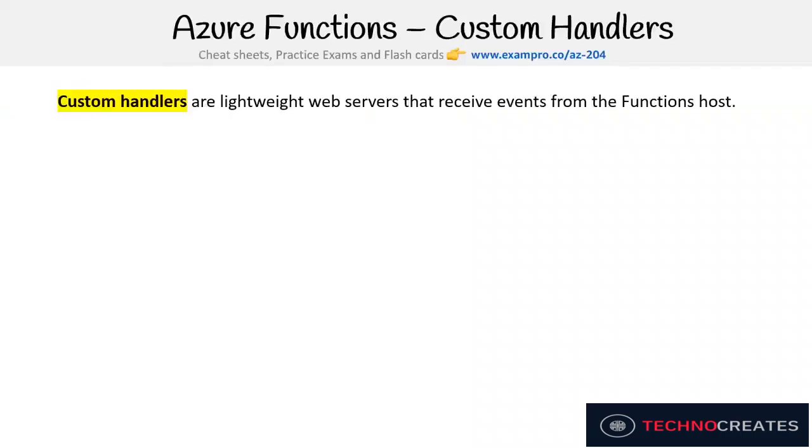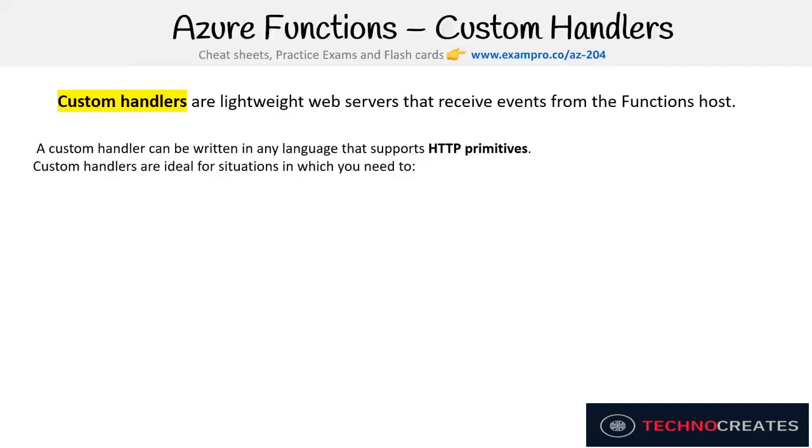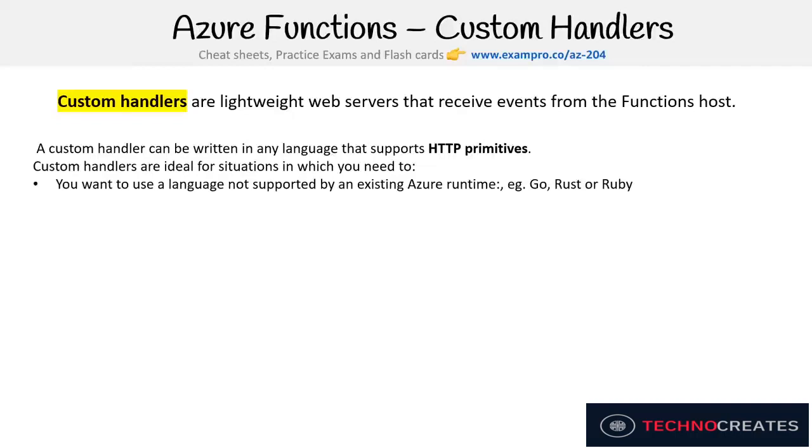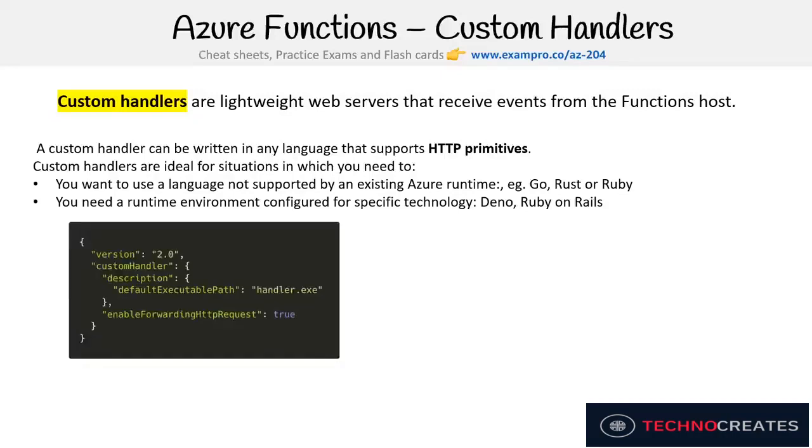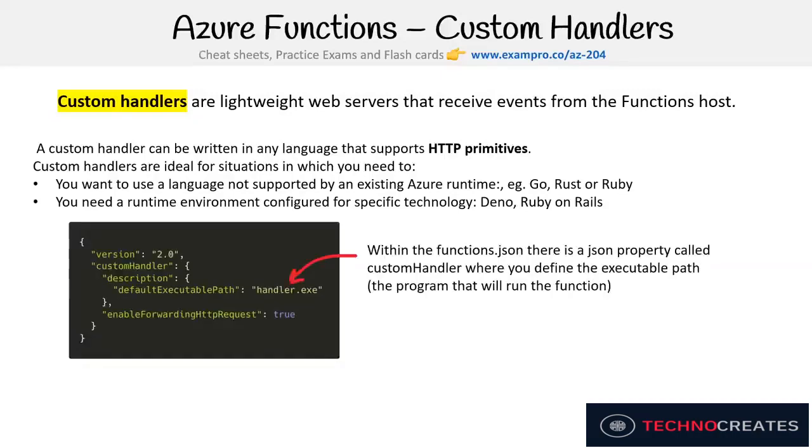All right, let's talk about custom handlers. These are lightweight web servers that receive events from the function host, and they can be written in any language as long as it supports HTTP primitives. These are really great in situations where you want a runtime that is not supported, for a language like Go, Rust, or Ruby, or a runtime environment for a specific technology where you need a bunch of libraries preloaded, like Ruby on Rails or Deno. And so within your function.json, the idea here is you'll have a custom handler section, and this is going to just basically define the execution path, because it basically is running a program.